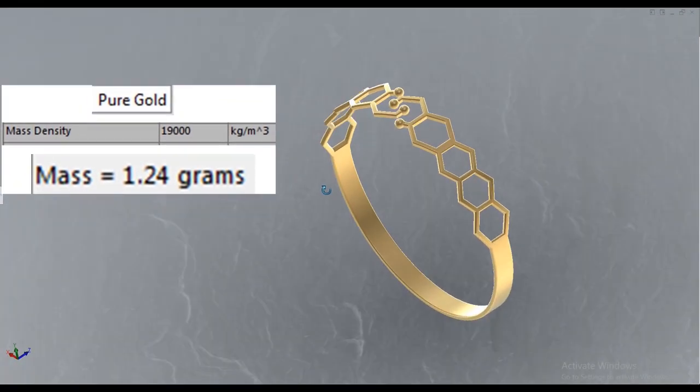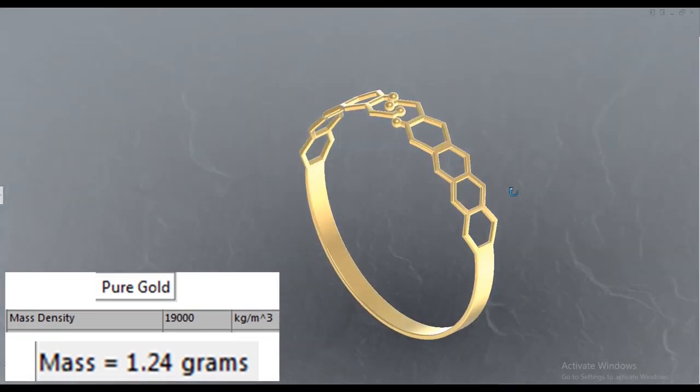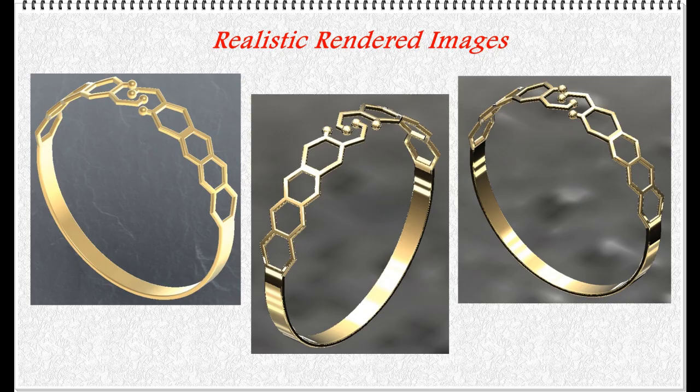Density of pure gold is 19,000 kg per meter cube. So the mass calculated is 1.24 grams. So finally the realistic rendered images.